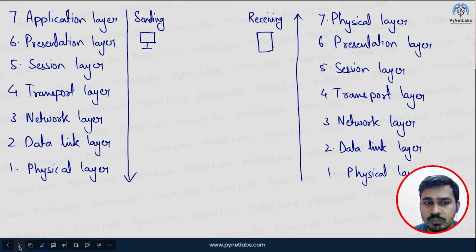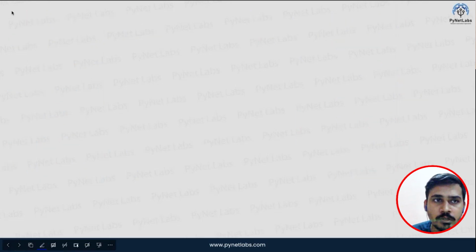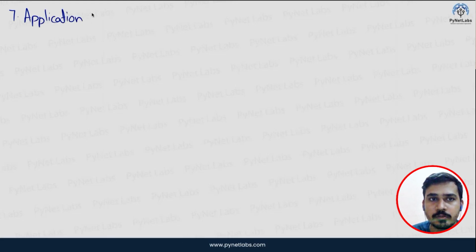Let me explain the purpose of the 7 layers. We will start with the application layer. The application layer is responsible for data collection. It collects user data.